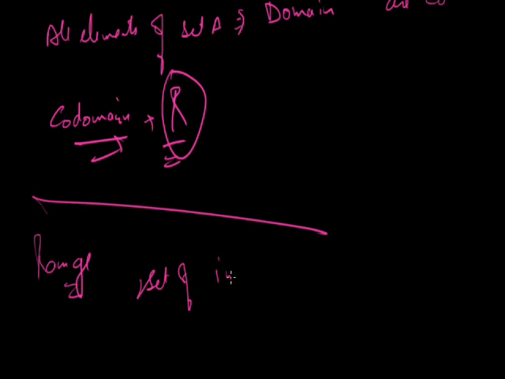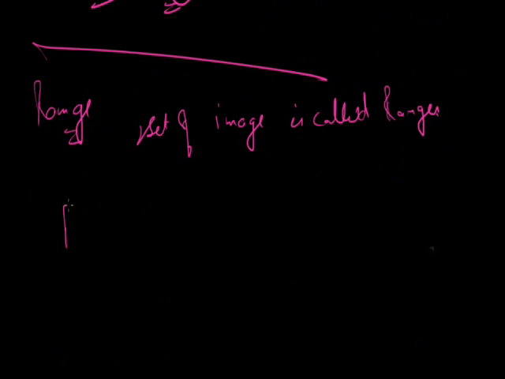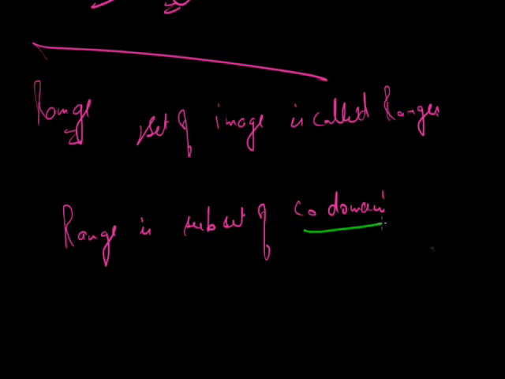Next thing is range. The set of images is called range. It means all the images of set A are the range. Now there is a very thin difference between range and codomain. Range is the images of set A, while the codomain is all the elements of set B. Or you can say range is a subset of codomain. Codomain means all the elements and range means all the images of set A.